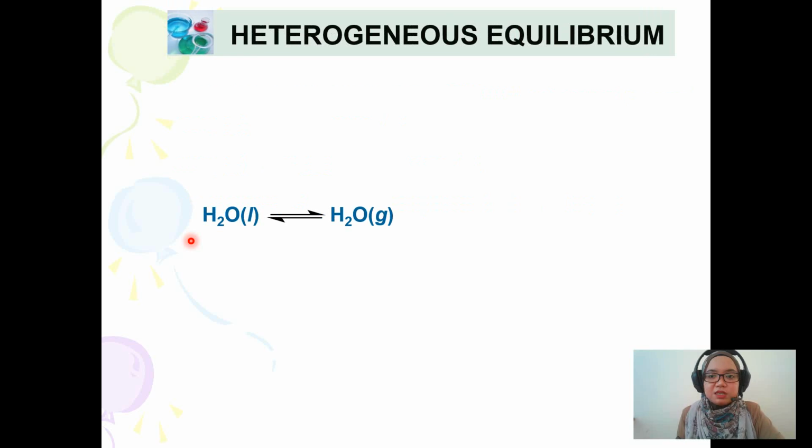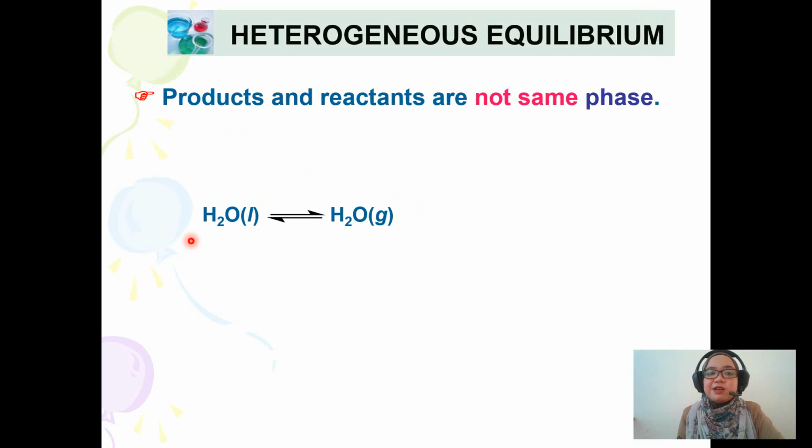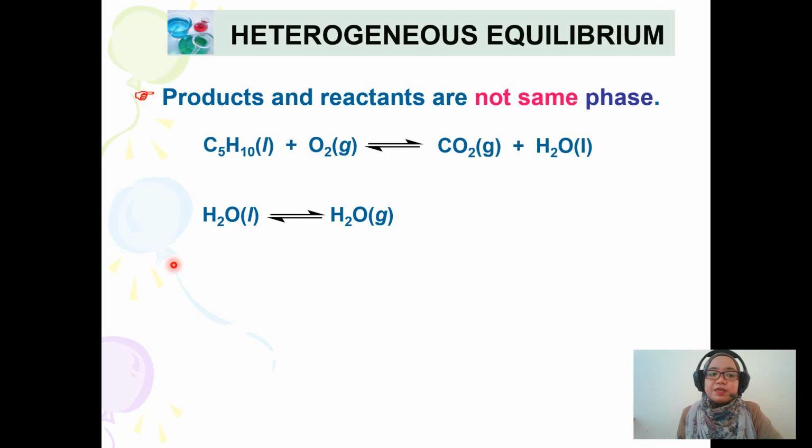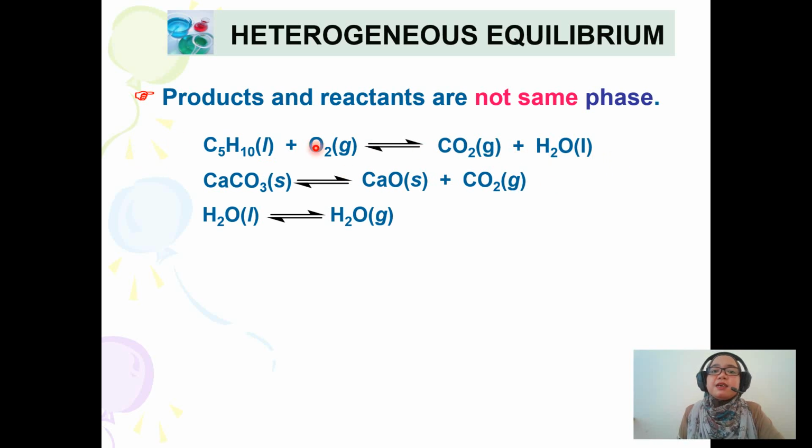Okay, next, heterogeneous equilibrium. So what is heterogeneous equilibrium? When the products and the reactants are in different phases, or not in the same phase. For example, when pentane reacts with oxygen gas, it forms carbon dioxide and water. One of the reactants is a liquid and one of the reactants is a gas. And the same goes for the products, gas and liquid. So all of these exist in different phases. This is when we call the system a heterogeneous equilibrium system.